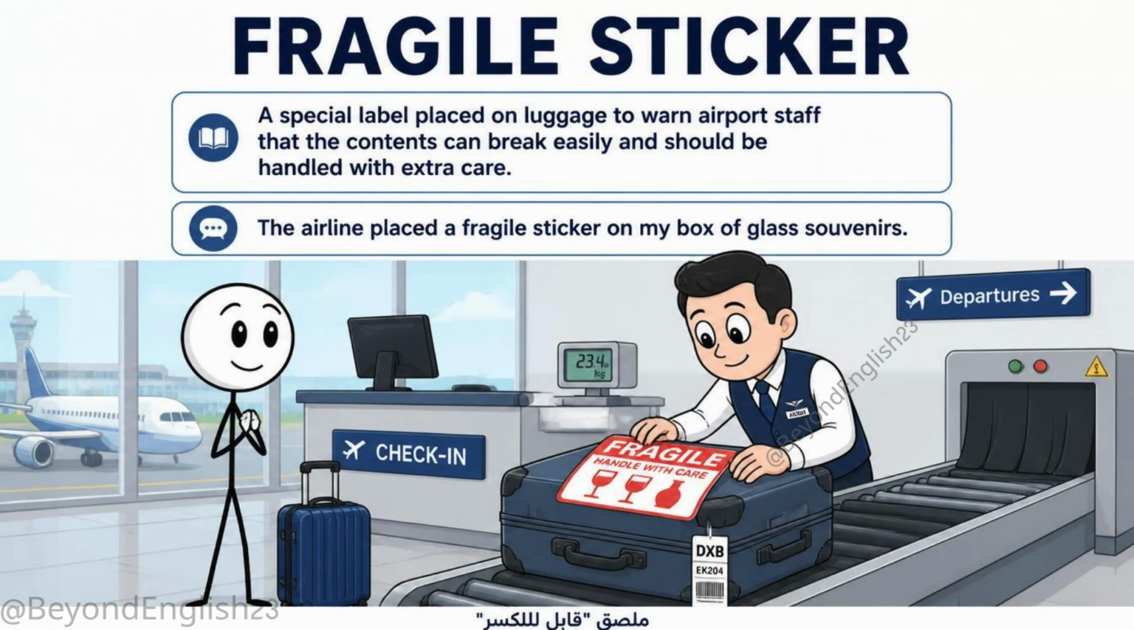7. Fragile sticker. A fragile sticker is a label placed on luggage to show that the contents are delicate and should be handled carefully. Example: she placed a fragile sticker on her suitcase because it contained glass items.